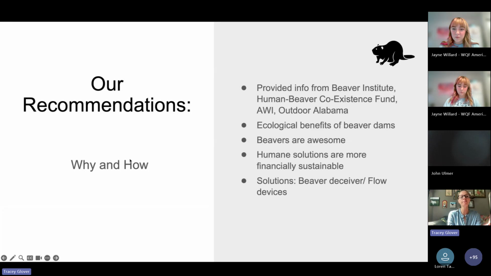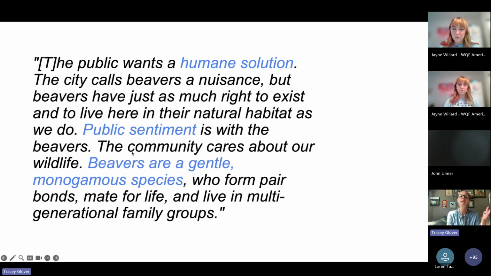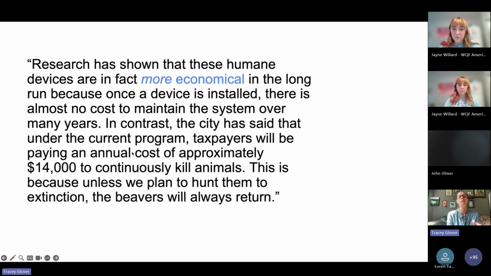And then we tried to offer some solutions. So information about devices like the beaver deceiver and flow devices. And some of what we submitted again underscored the ecological benefits, and that killing beavers is bad policy for a lot of reasons, that there are ecological benefits to using humane methods, and that we can achieve all of our goals simultaneously. We can both protect property and protect the animals. And I also emphasized the animal welfare, the animal rights, the humane aspects, and the public sentiment. But again, also underscoring that a lot of these humane alternatives are more financially sustainable.